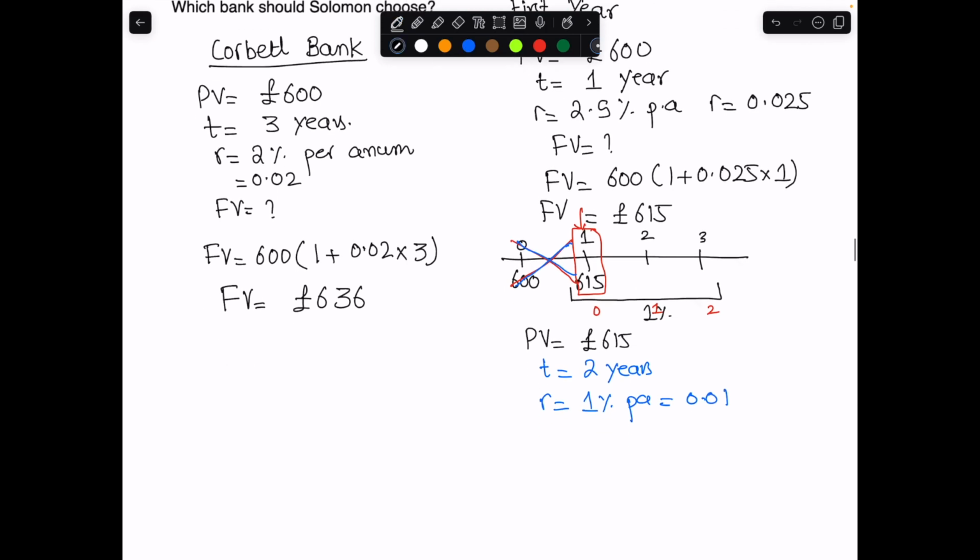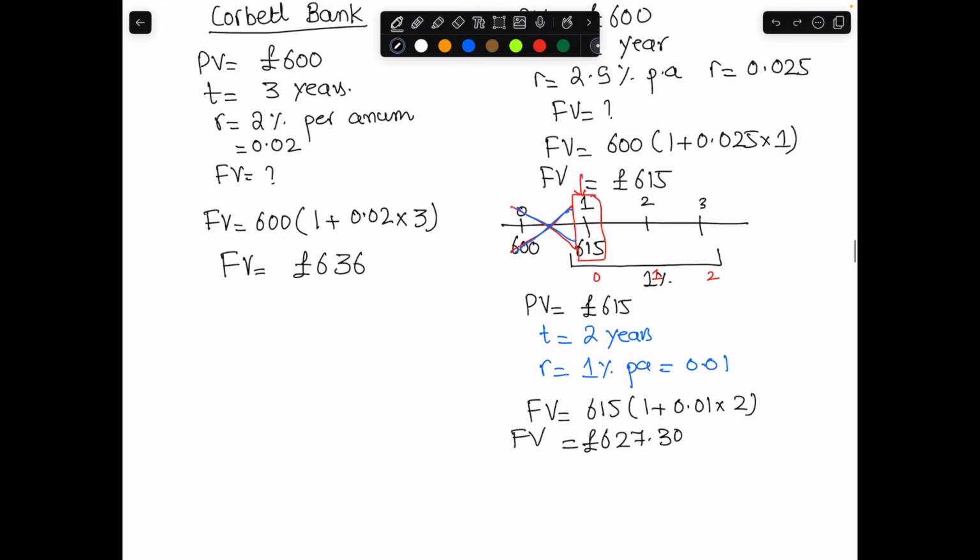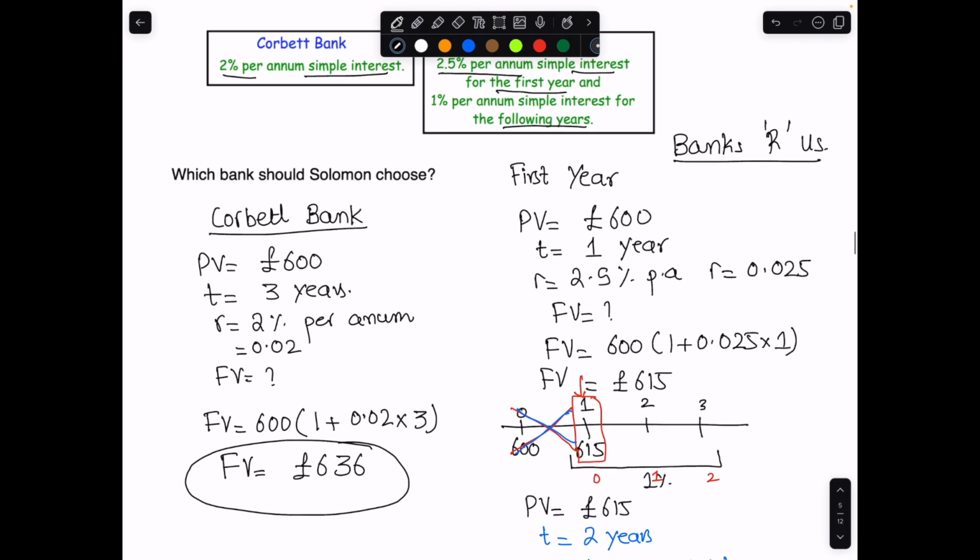So all I have to do is calculate my future value. My future value would be 615 times 1 plus 0.01 times 2 for the 2 years. The answer is £627.30. So it is clear that the offer of Corbett Bank is much more lucrative, because it is giving you a much higher future value as compared to Banks R Us, although it was giving you a good initial rate of return for the first year.